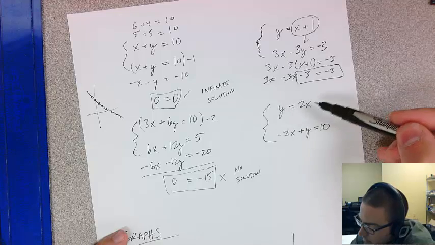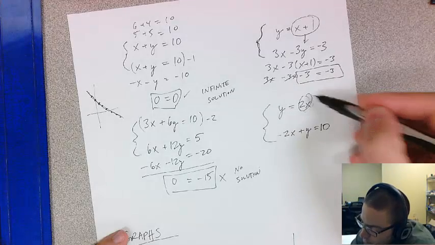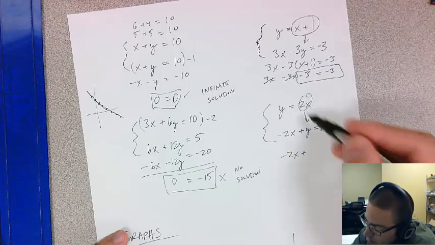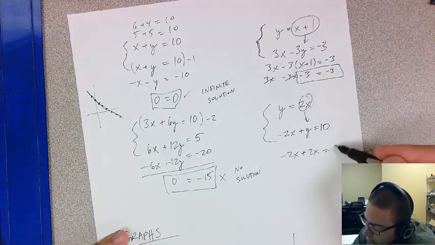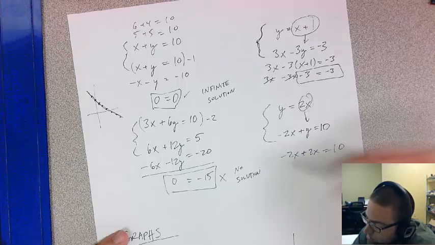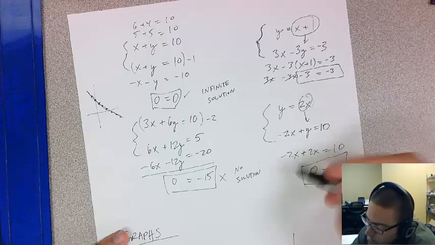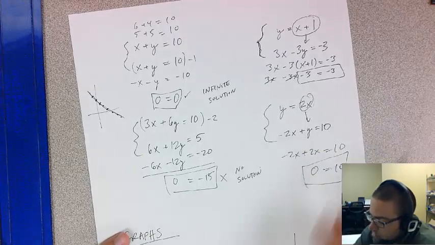Okay, I'll do this one by substitution. So y is equal to 2x, so I'm going to substitute in. So -2x plus 2x equals 10. So -2x plus 2x is actually 0. 0 equals 10. So this is no solution again because it's false.